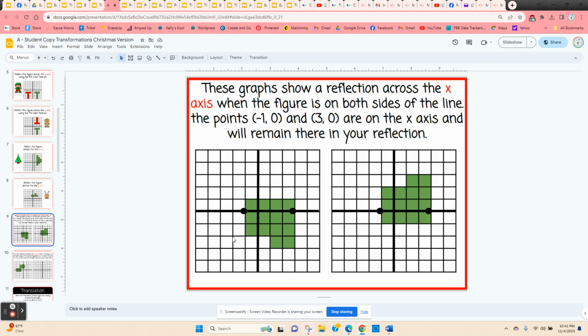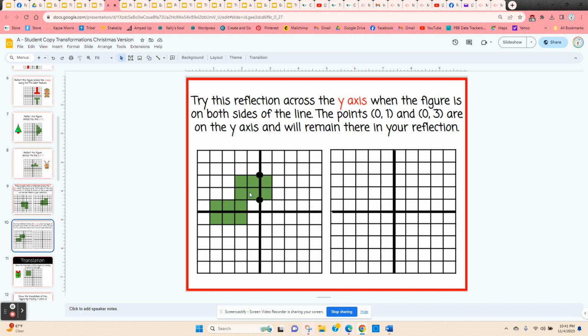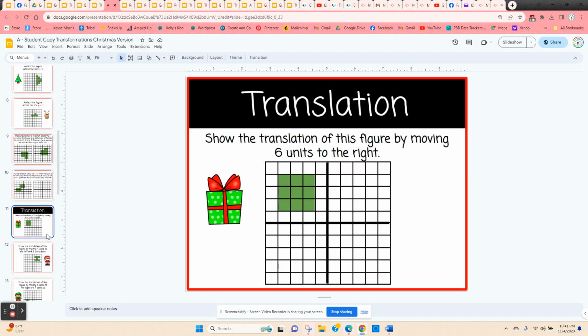Then the students are shown what to do if part of their figure is across the line that they're reflecting across. So here I show 2 points. This kind of acts like a hinge. So they're just going to move this figure straight up, and it's going to look like this. Students are going to try then one on their own, reflecting across this line. Then we're going to move on to translation.